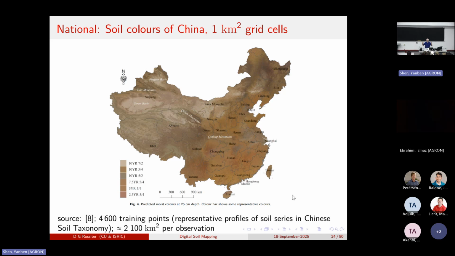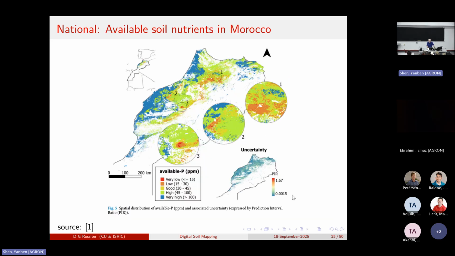It means that if we have a good model, where the covariates well represent the feature space, the predictor space, we can make a good map even with not very many points if we're well represented. The reason it worked in this case was this project to design the soil series in Chinese soil taxonomy. They specifically went to look for representative locations, so you had really good representative points. The colors would be very representative of the landscape elements that were there. So that's one example. Here's a Morocco map just to show you. They only predicted in the agricultural area.